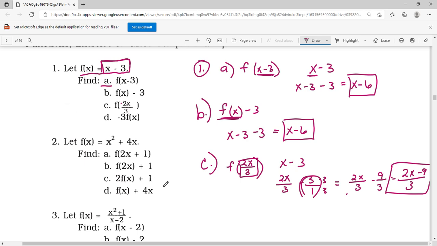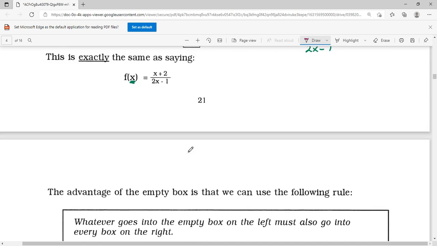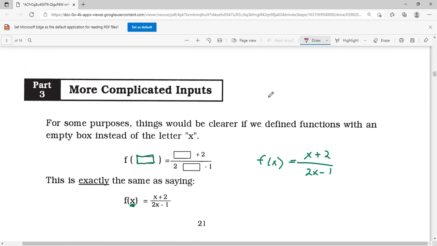All right, so that's how you would do the homework for that part. All right, that is it for chapter 2, part 3, more complicated inputs.